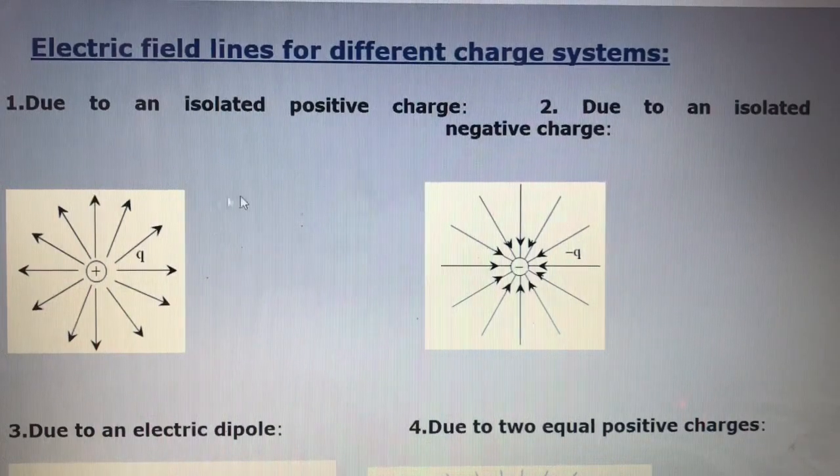The field is spherically symmetric, or it looks the same in all directions, as seen in this diagram. In the second point, due to a negative charge or field lines of a negative point charge, like the positive point charge, the electric field of a negative point charge is also spherically symmetric, but the lines of force are radially inwards. Here the lines of force are radially outwards due to the positive charge, but radially inwards due to the negative charge.